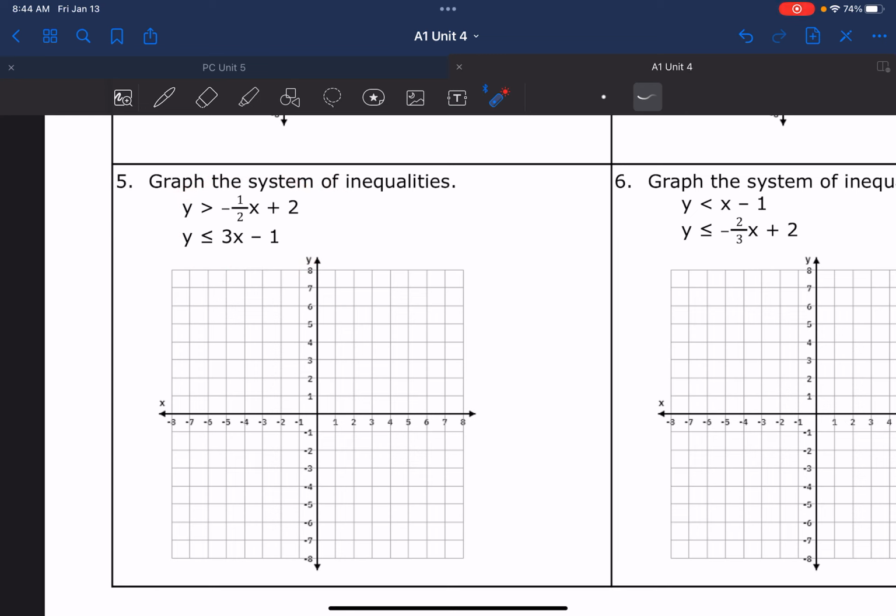And lucky for us, these are already with y by itself, so we can just graph them the way they are now. Okay, so this first one, I'm going to do that one in blue. It starts at positive 2. That's our y-intercept. And our slope is negative 1/2. So that would be down 1 to the right 2, down 1 to the right 2. Just until you run out of space, and then continue it on the other side.